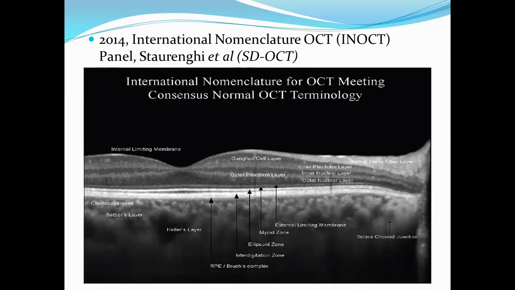Yes, ma'am. The layers in an OCT from inside out are: posterior vitreous cortex, then internal limiting membrane, retinal nerve fiber layer, ganglion cell layer, inner plexiform, inner nuclear layer, outer plexiform, outer nuclear layer. Then you come to the outer retina, which will consist of external limiting membrane.